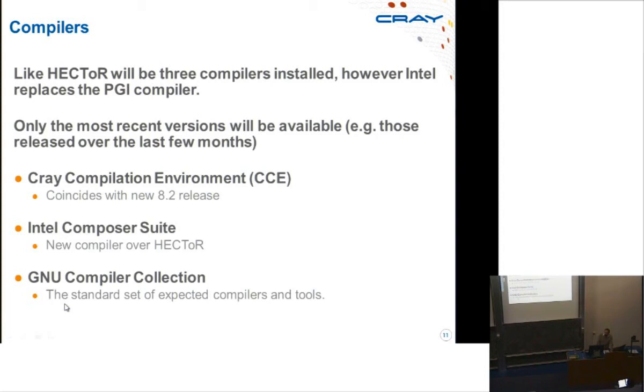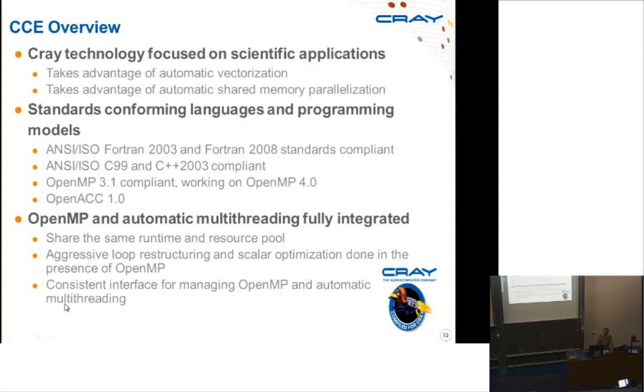The Cray compiler will coincide with the release of 8.2, which is, I'm not sure if it's a minor or major release of the Cray compiler environment. The Intel Composer Suite is brand new to HECToR as a whole service. There have been individual user groups that have had access to it, but this should be brand new to users. And the GNU Compiler Collection, GCC, just as you'd normally expect. And these have full integrated support through all of the Cray provided software.